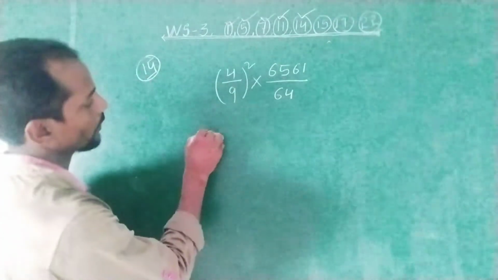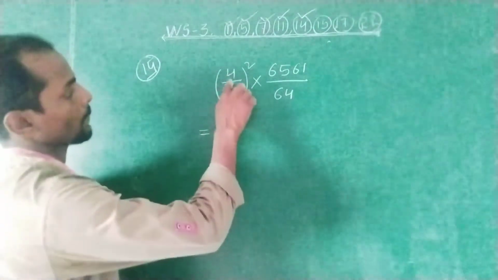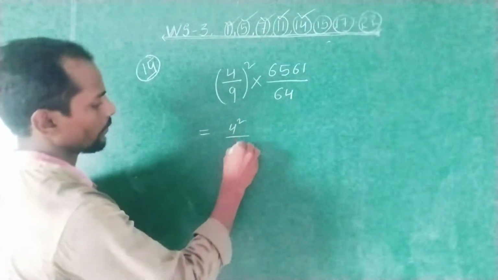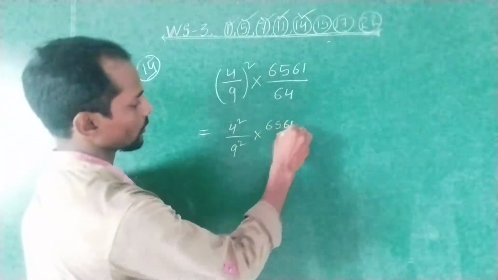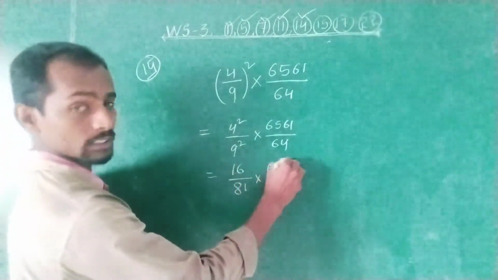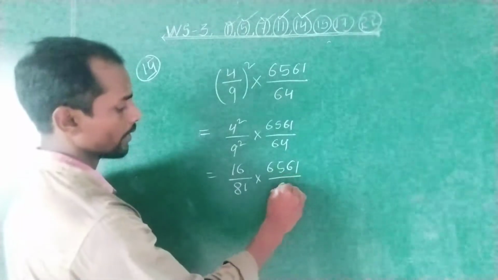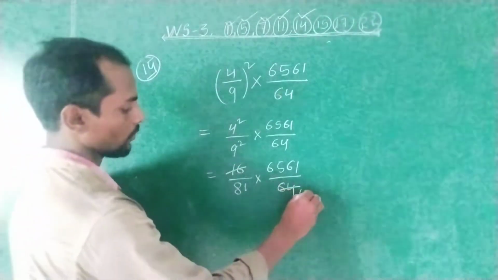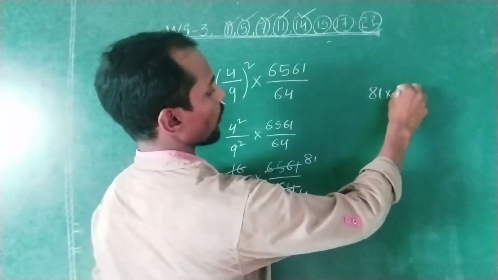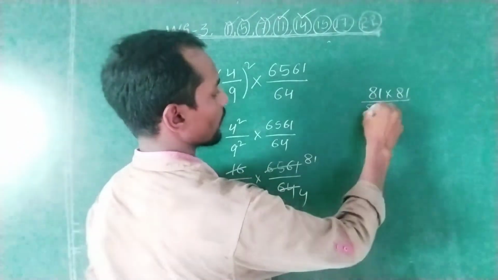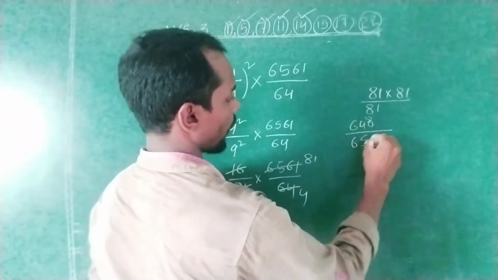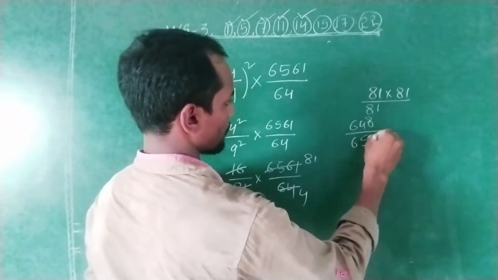First of all, find out the result. What will happen? (4/9)² can be written as 4² by 9², into 6561/64. Here 4² is 16, 9² is 81. 16 fours are 64, and 81 into 81 is 6561. So here 81 and 6561, 64 and 16 cancel.